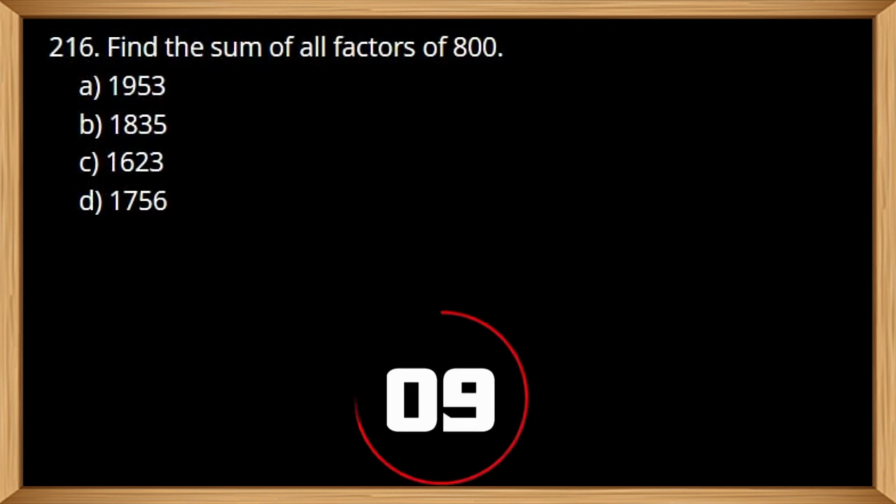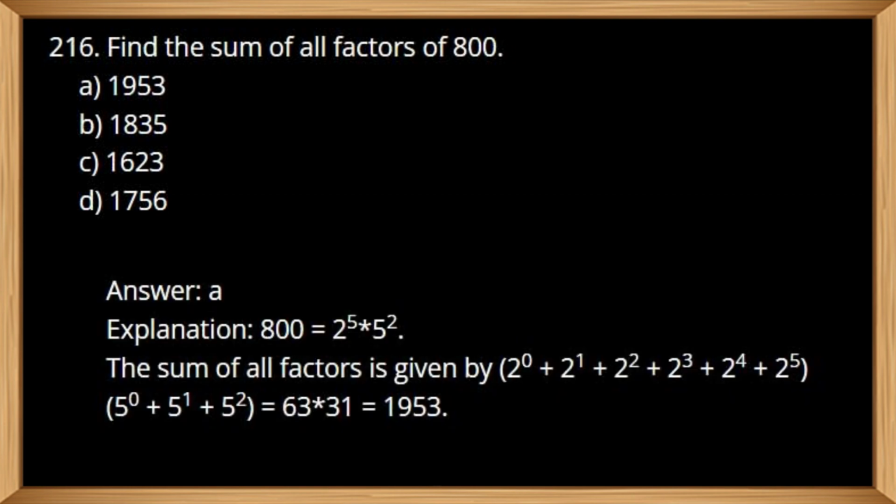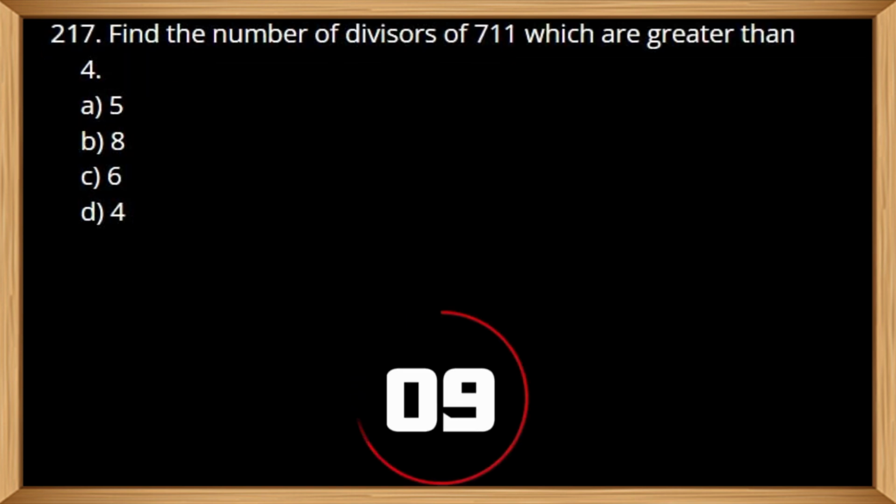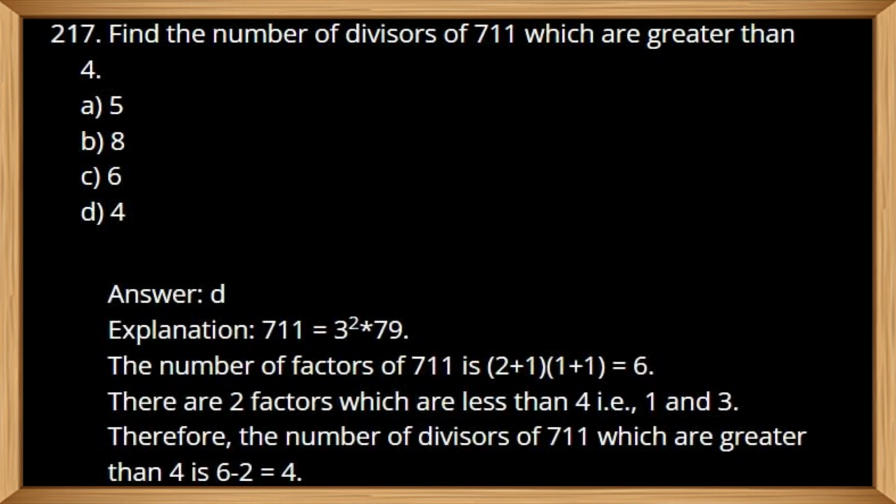Find the sum of all factors of 800. Option A, 1953. And the number of divisors of 711 which are greater than 4. Option D, 4.